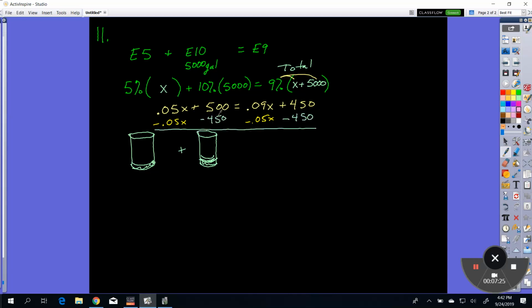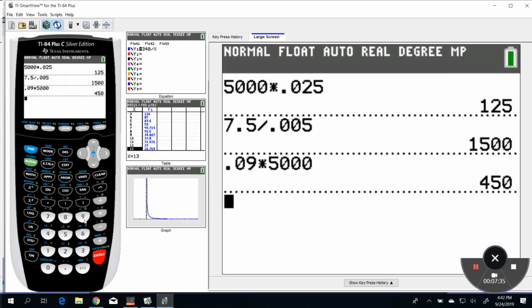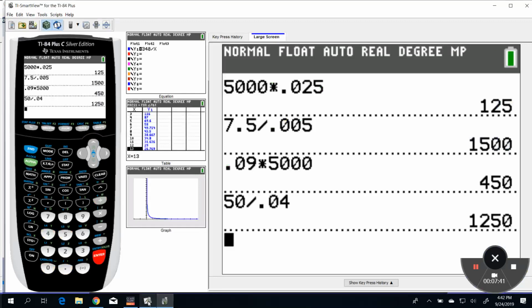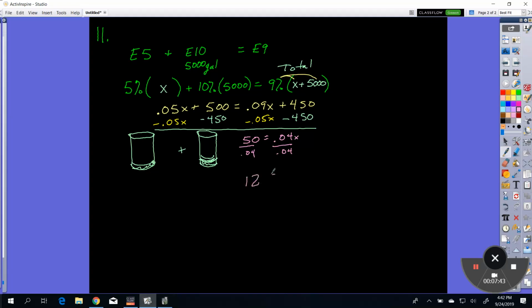So what I end up with, 500 minus 450 is 50, equals 0.04x. So now I divide by 0.04, divide by 0.04. So 50 divided by 0.04 is 1,250 gallons. So 1,250 gallons of E5.